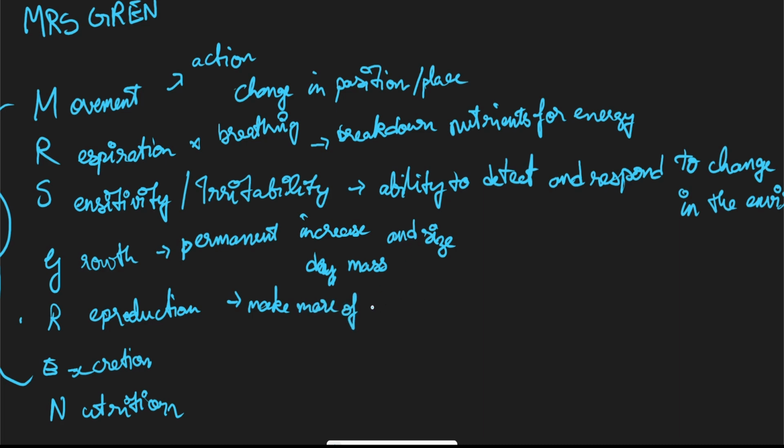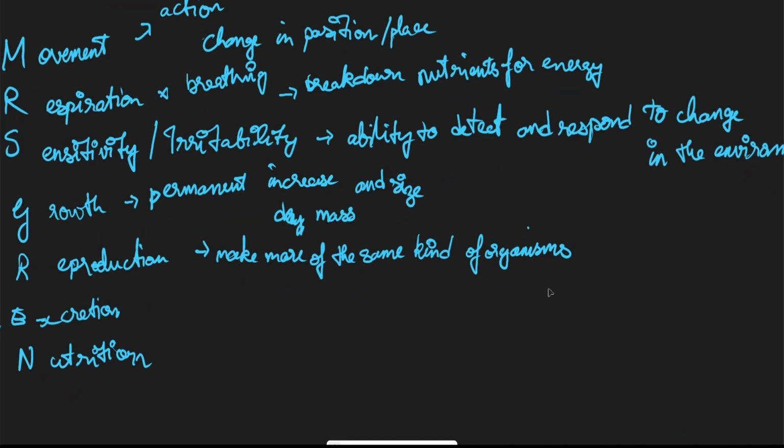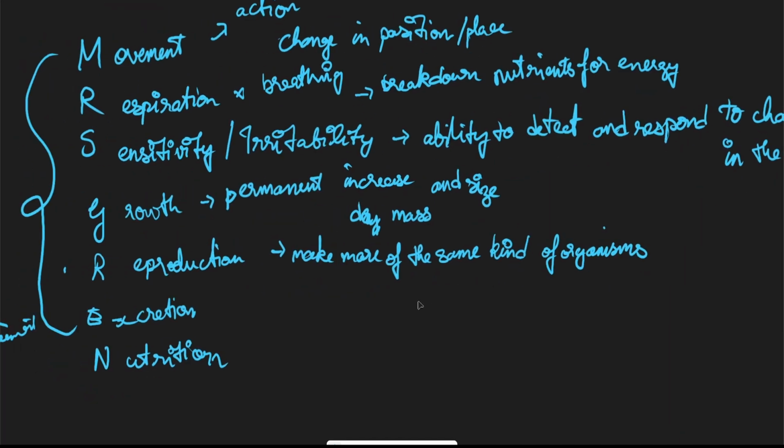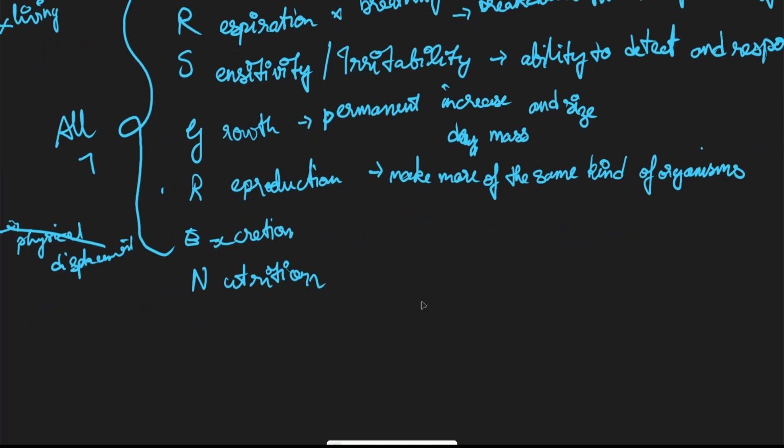Reproduction is making more of the same kind of organism. However, it is important to note that it doesn't have to be the same species. Sometimes crossbreeding, like a horse and a donkey, produces a mule, which is not the same species. However, it's still considered reproduction. However, it's not reproduction of fertile offspring, right? A mule is infertile.